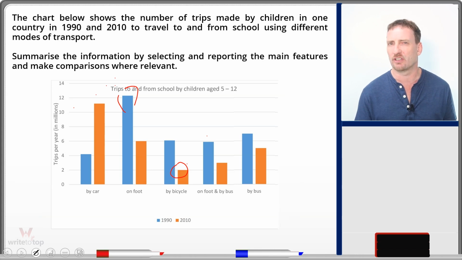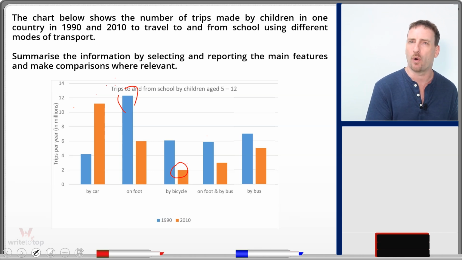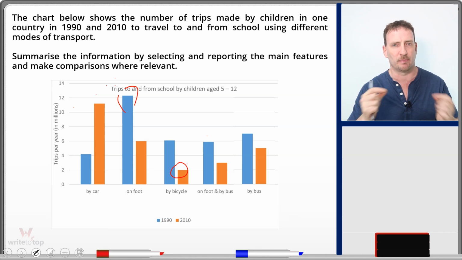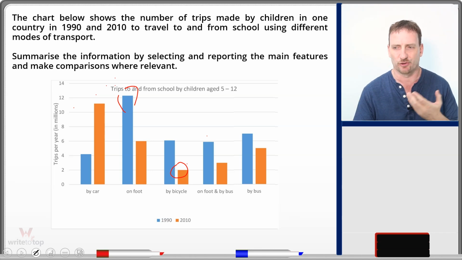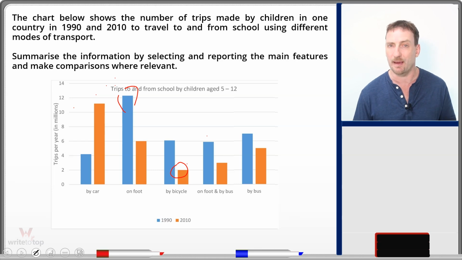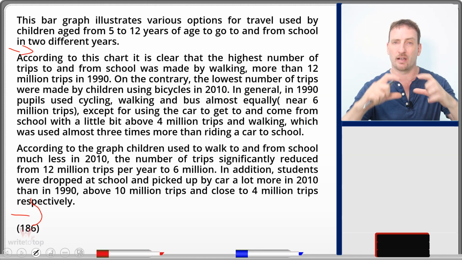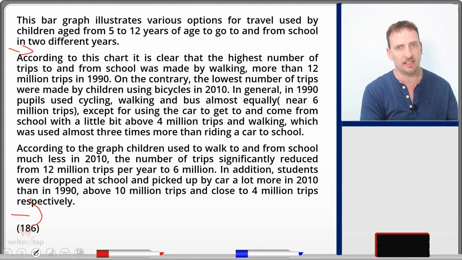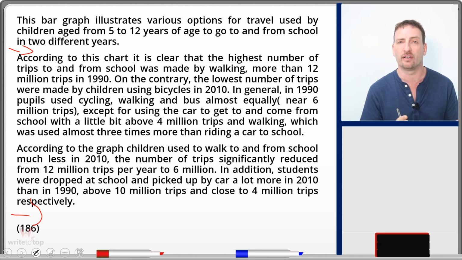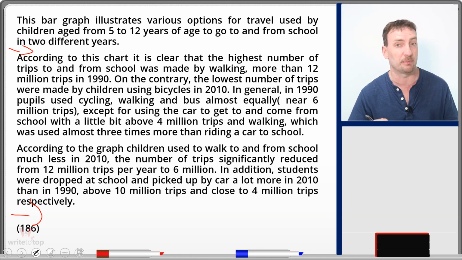I'm not actually sure what you're comparing here. Are you comparing 1990 to 2010, or are you comparing walking to cycling? I'm not sure what the actual comparison is. So you have to be careful to make the connections very clear. You can't contrast walking in 1990 to cycling in 2010. The two are just two different things in two different times. So one thing you might want to do is put body paragraph 1, what happened in 1990, body paragraph 2, what happened in 2010. Or find some other way to group your ideas together. And this is very important for your task response and your cohesion and coherence.